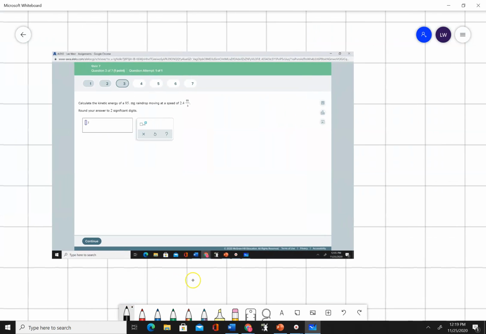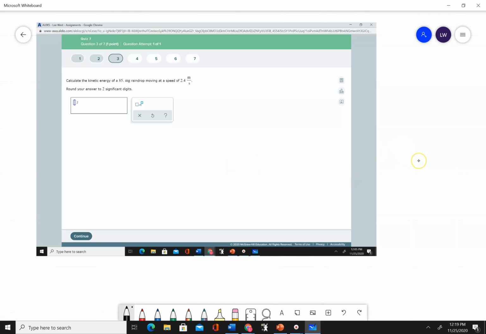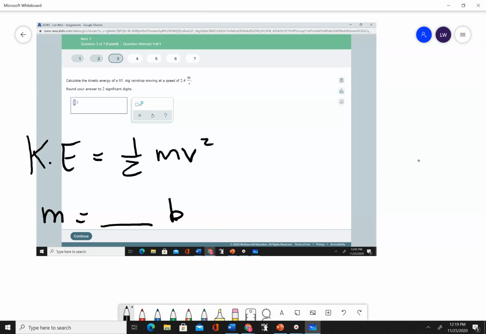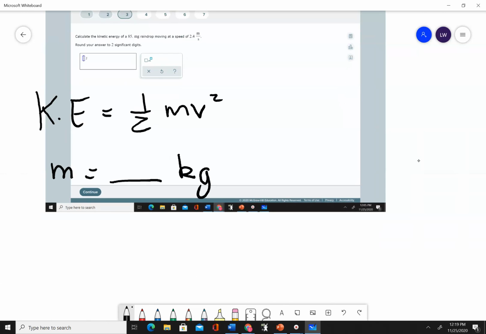Okay, let's have a look at this one. It says calculate the kinetic energy of an 85 milligram raindrop moving at a speed of 2.4 meters per second. Give your answer to 2 significant figures. So the kinetic energy formula is this one. It's half mv squared. There's only a couple of things here. m has to be in kilograms and v has to be in meters per second, or otherwise this formula won't give you the correct units.